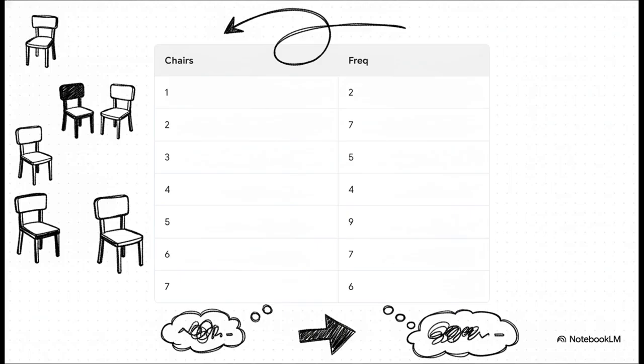Okay, let's take a look at our main frequency table. This is going to be our anchor. Notice that the top row is the number of chairs, and that goes from 1 to 7. The bottom row is the frequency, which just tells us how many rooms have that specific number of chairs. So for example, 2 rooms have 1 chair, 7 rooms have 2 chairs, 5 rooms have 3 chairs, you get the idea. The most important thing here is that we never lose our place in this table.